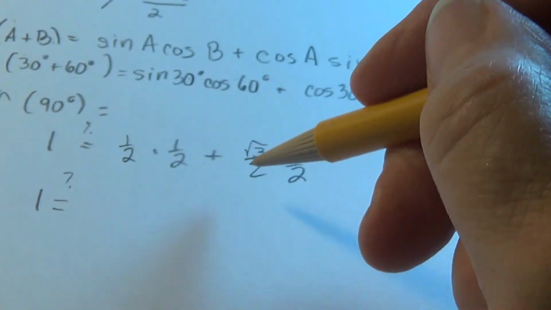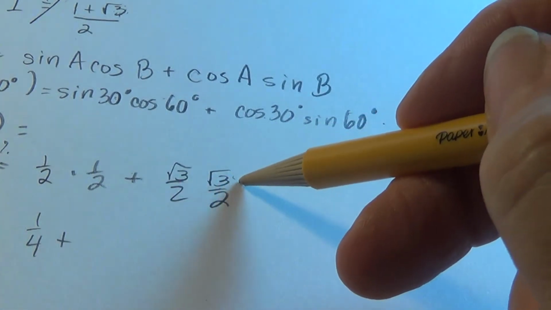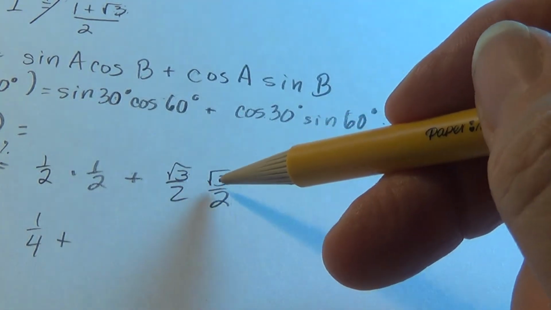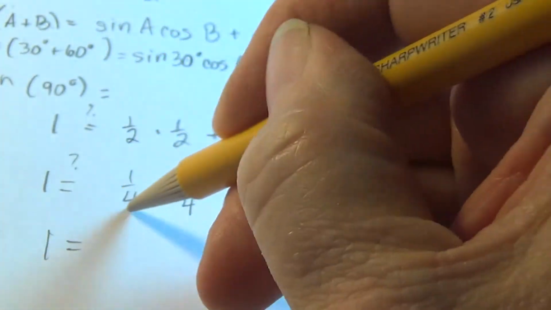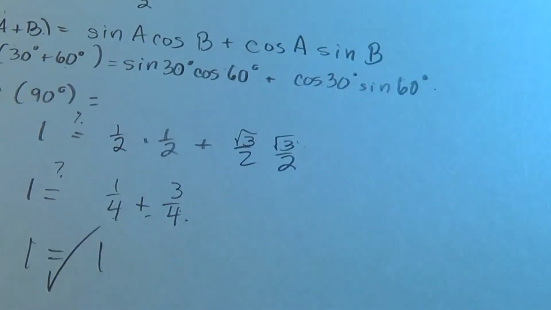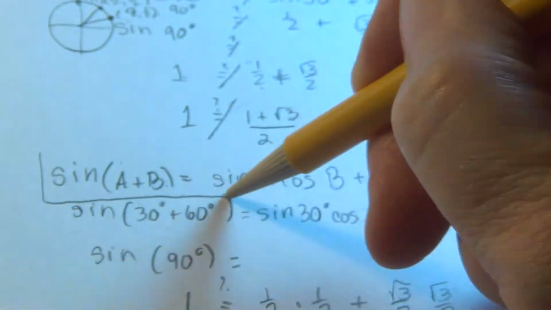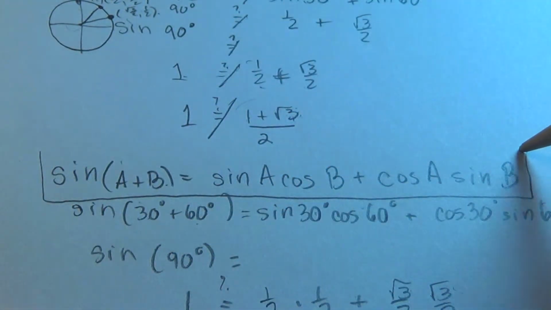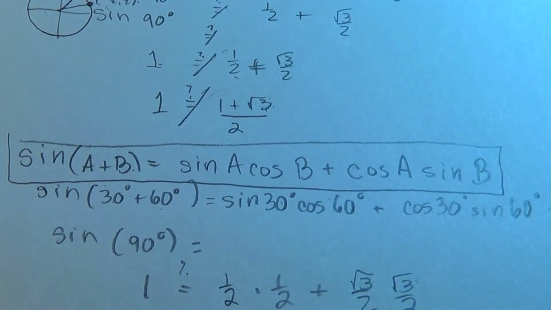Now, is this equal? Well, 1/2 times 1/2 is 1/4. Square root of 3 over 2 times itself is 3 over 4. Oh, wow. 1/4 and 3/4 is 4/4. Yay. So, this is your next trig ID. What number is it? Go to your trig IDs and see, number it, and write it in.